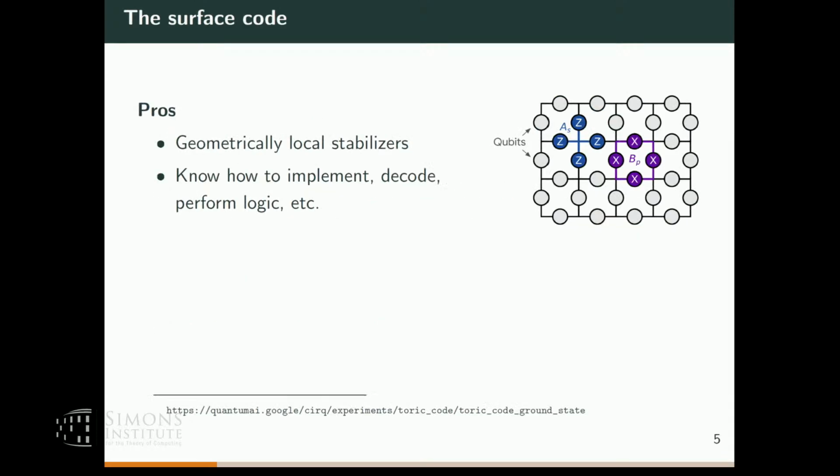Okay. So let's start off with the surface code that we all know. So we have some qubits in a two-dimensional surface, and then we have these local stabilizer checks. And the advantage of the surface code is that we can actually have geometrically local stabilizers, so they're all confined to some spatially local region. And in addition, it's been around for a long time, so we know in detail how to implement it, how to decode it, how to do logic using it.